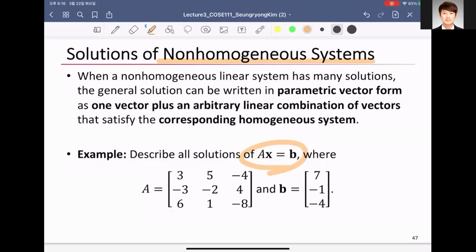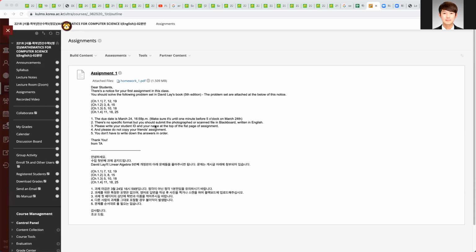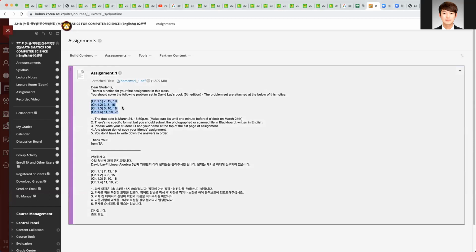과제 안내 한국어로 가능할까요? 과제는 이번 주 목요일까지 있습니다. 블랙보드에 있어요. 블랙보드 어사인먼트에 들어가 보면 보여드릴게요. 자, here is your first assignment. This is the problem set in your textbook. Please follow the detail. Here's the deadline. So make sure that it is one minute before 5 o'clock on March 15th. Please remember that.